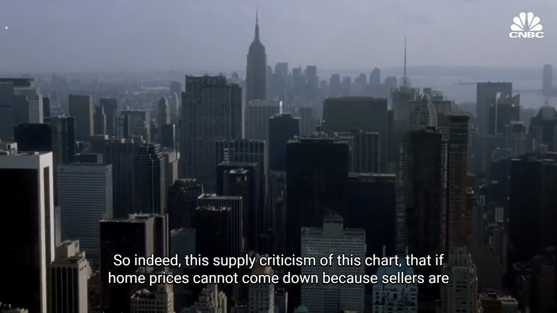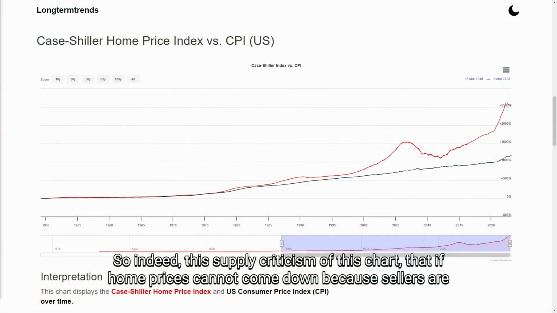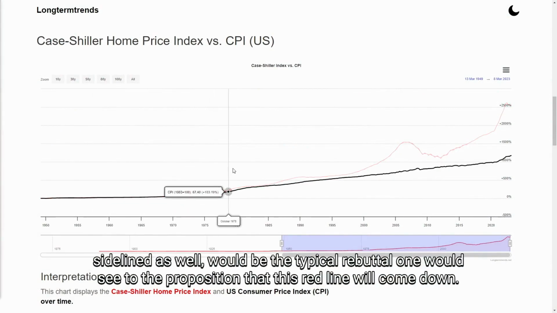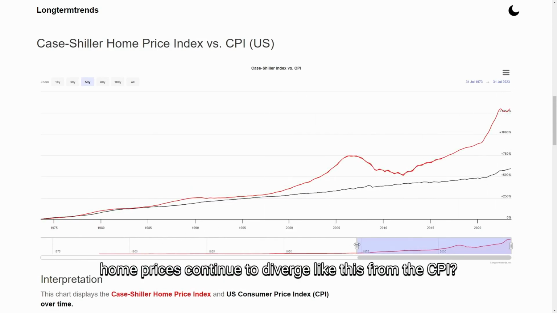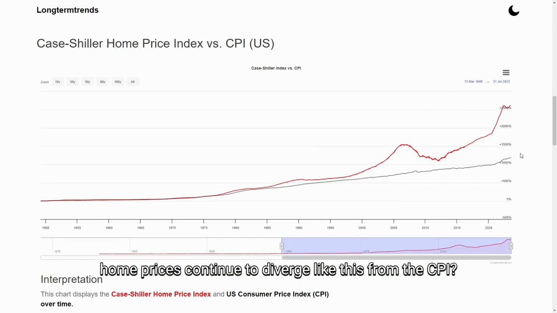So indeed, this supply criticism of this chart, that home prices cannot come down because sellers are sidelined as well, would be the typical rebuttal one would see to the proposition that this red line will come down. In another light, when looking at this chart, one should ask themselves, under what extreme conditions could home prices continue to diverge like this from the CPI?